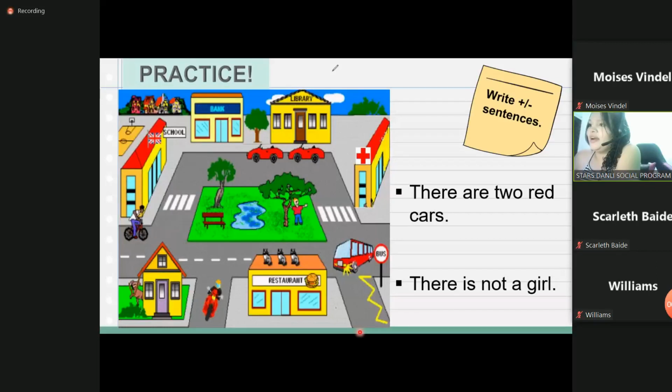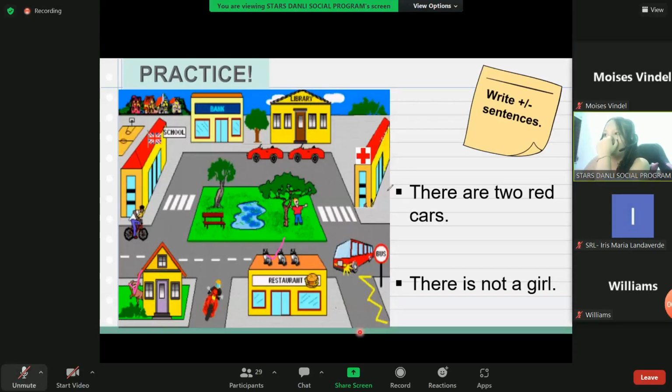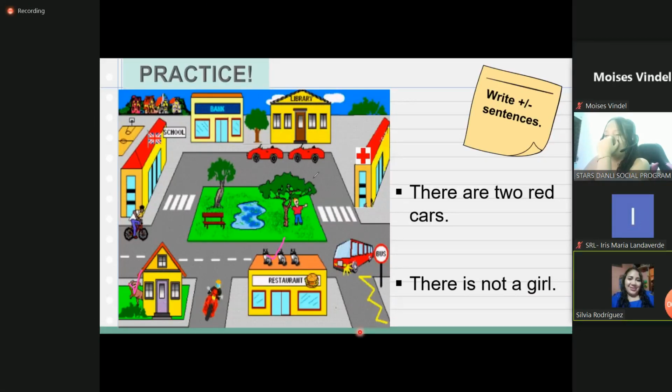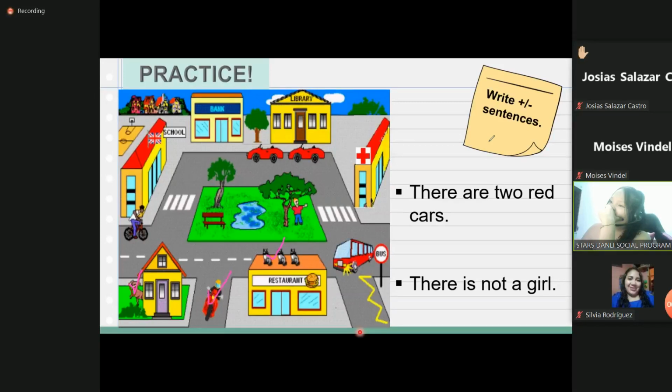And now, let me see, Iris. There are 3 cats. Yeah, here we have, like cats, right? So, there are 3 cats. Now, let me see, Sylvia. There is a motorcycle. Okay, yes. So, there is a motorcycle. Good. Now, Scarlett. Let's see, Scarlett. There is not a dog. Okay, we said there's not a dog, in this case, negative form.